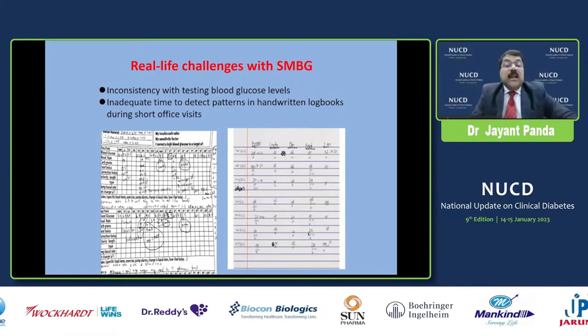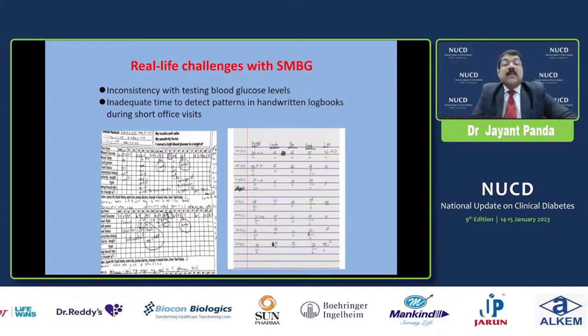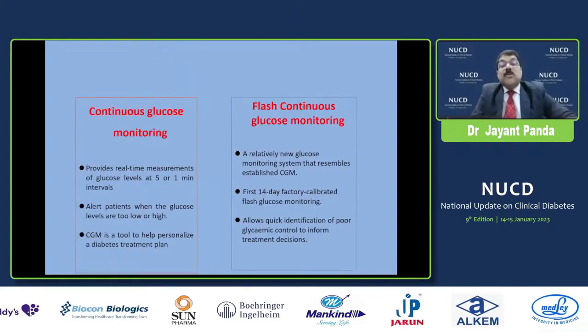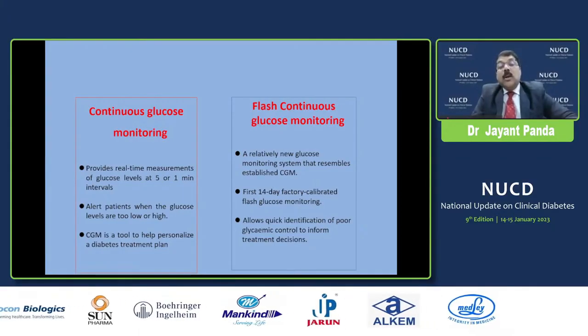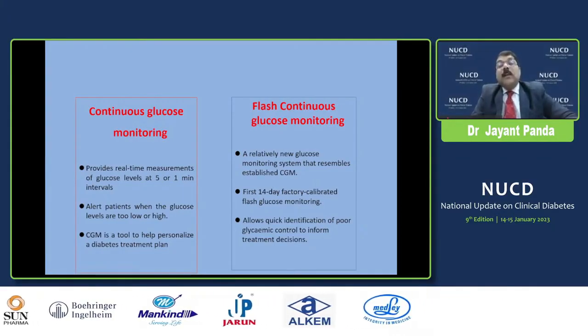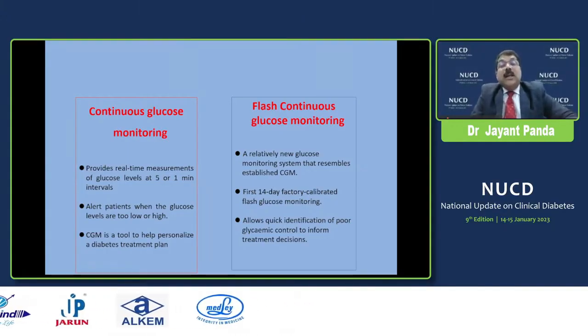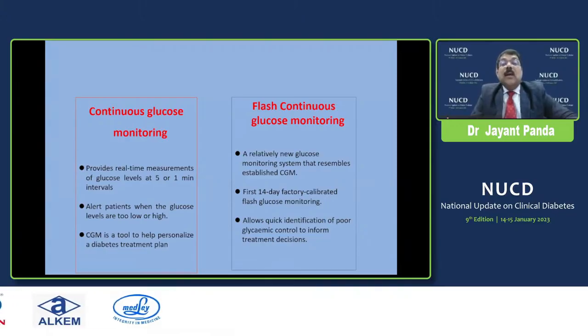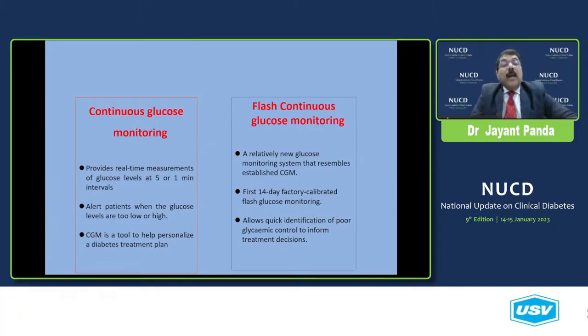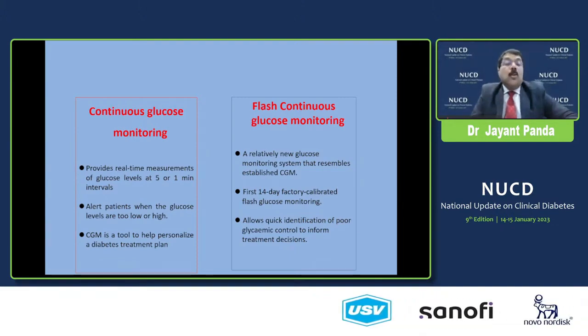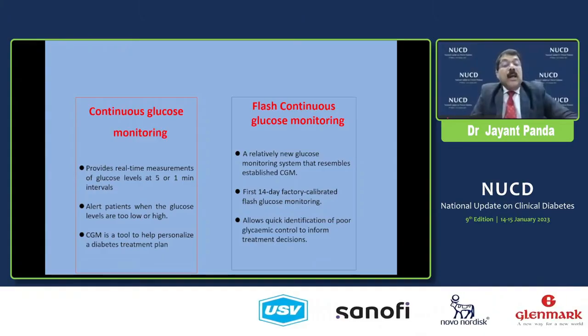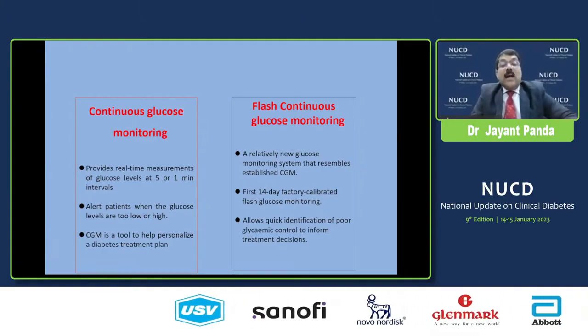So that's why TIR, TAR, and TBR, universally followed, give us a very important conclusion about the probability of a patient developing chronic complications, maybe micro or macrovascular. Here, what Dr. Dale was telling about continuous glucose monitoring and flash continuous glucose monitoring: continuous provides real-time measurement of glucose at 5 or 1 minute intervals, and alerts patients when glucose levels are too low or too high, sending alarms and alerts. And CGM is a tool to help personalize the diabetes treatment plan.